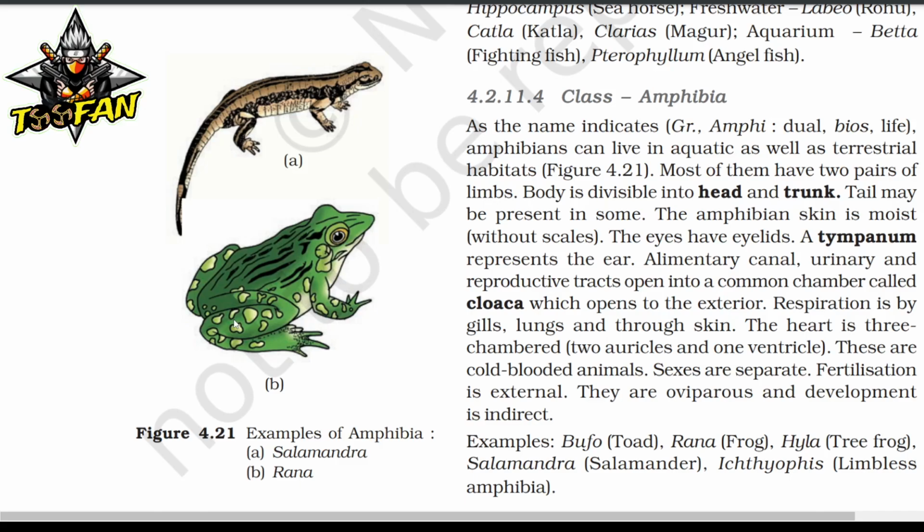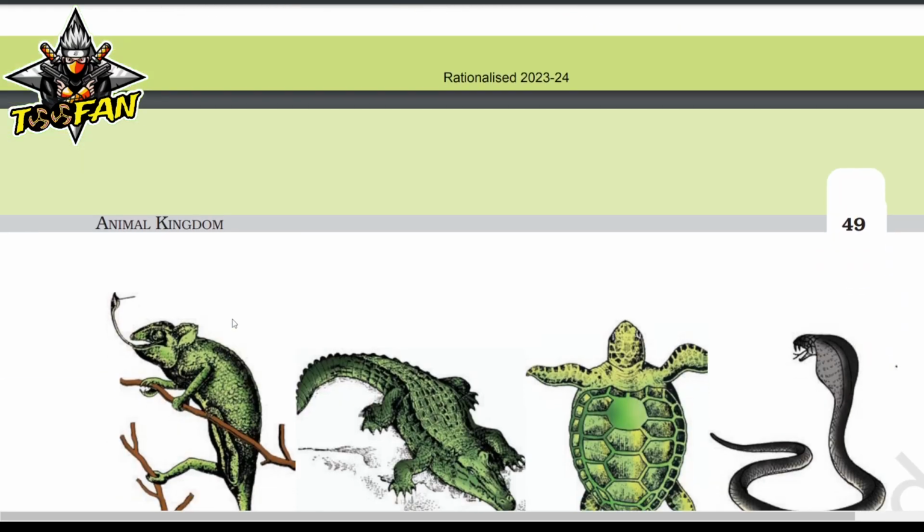The heart is 3-chambered, 2 auricles and 1 ventricle. These are cold-blooded animals. Sexes are separate. Fertilization is external. They are oviparous and development is indirect. Example Bufo, Rana, Hyla, Salamandra, Ichthyophis, a limbless amphibian.